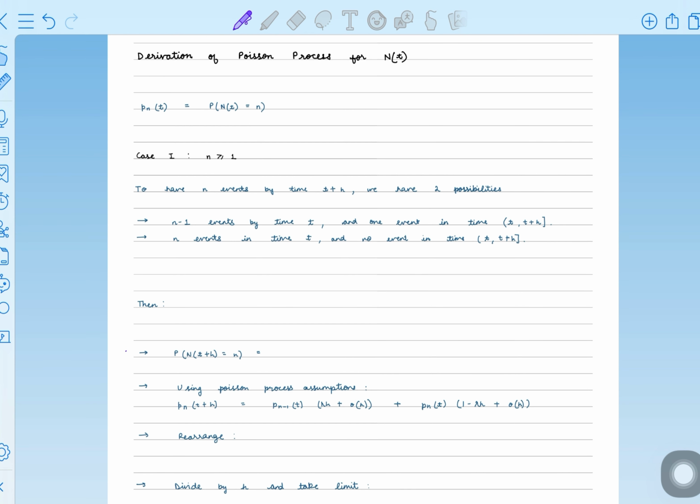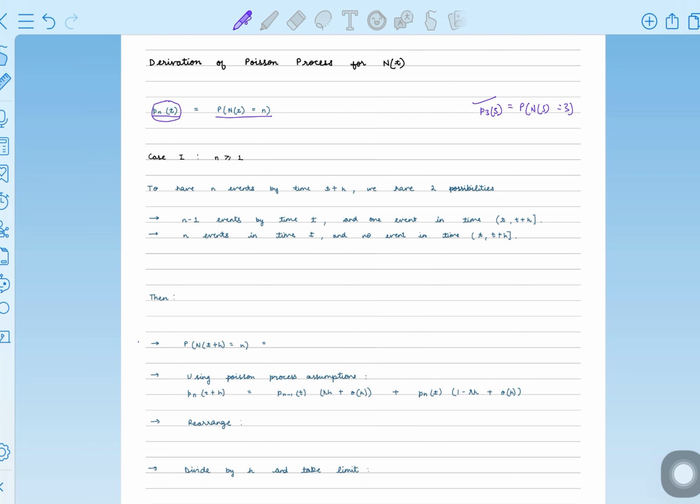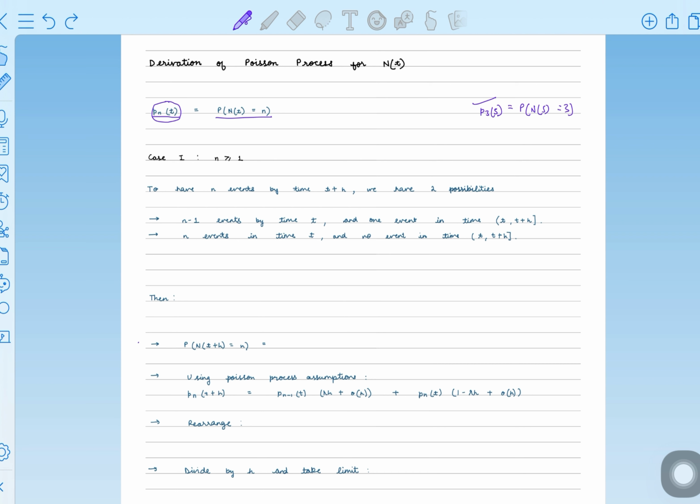Now we study the derivation of the Poisson process for the number of events that occur up to the time t. We start by defining our function p subscript n of t equal to the probability that N of t equals n. This function denotes the probability that exactly n events have occurred by the time t. This equation here represents an example of the concept covered. It gives the probability that exactly 3 events occur during the first 5 units of time. Now, our goal is to find the exact formula for this function.